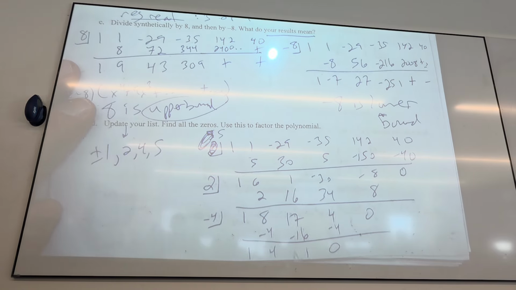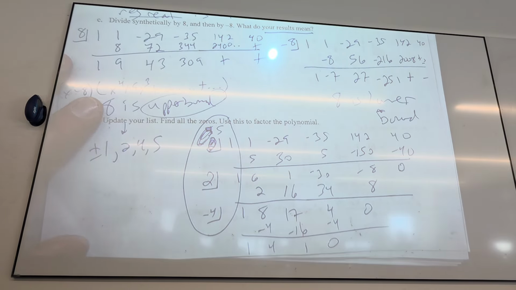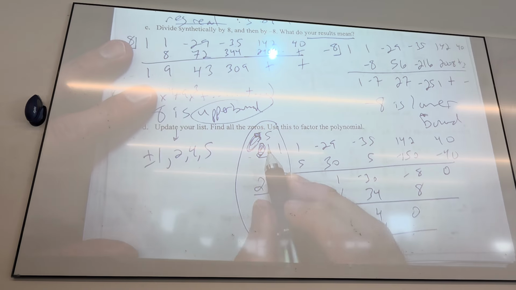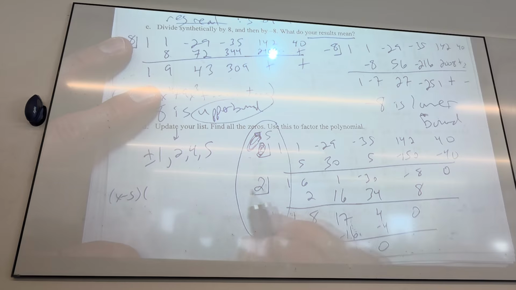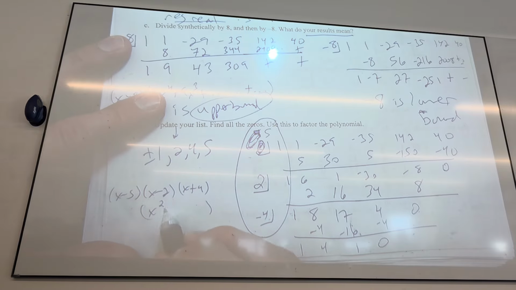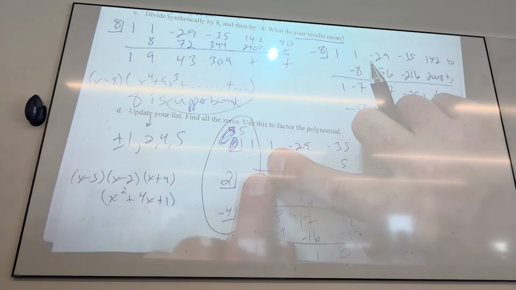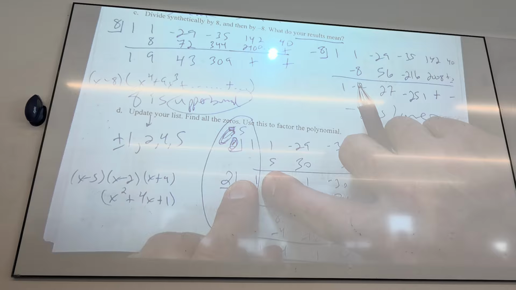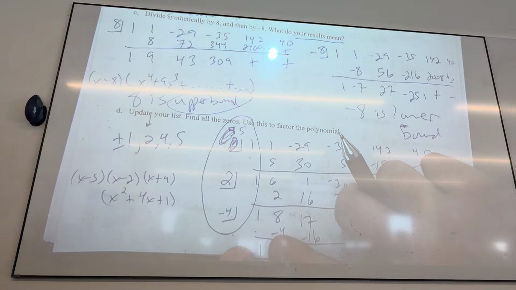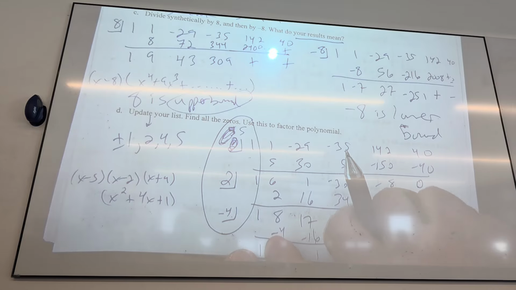Okay, so what did we get? What information did we get? What are factors of this for sure? Minus 5. Good, x minus 5. Minus 2. x minus 2. x plus 4. And what did we get that was left? x squared plus 4x plus 1. And how do you know it's x squared? Because this was, where'd it go?